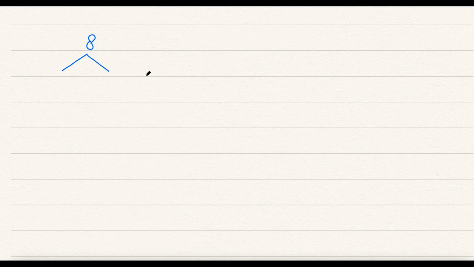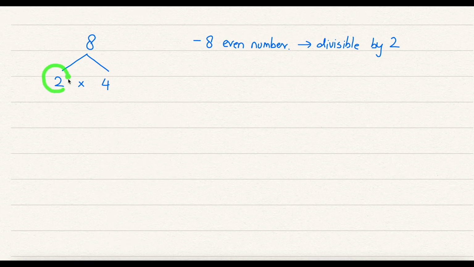your tree like this. Since 8 is an even number, it is divisible by 2. Here we can do 2 times 4 is 8. Here you can see that 2 is a prime number, but 4 is not a prime number. 4 is a composite number and 2 is a prime number.